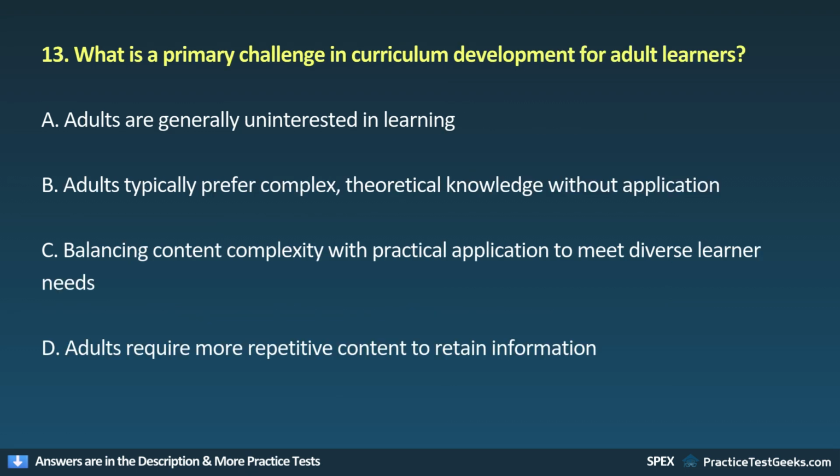13. What is a primary challenge in curriculum development for adult learners? A. Adults are generally uninterested in learning. B. Adults typically prefer complex, theoretical knowledge without application. C. Balancing content complexity with practical application to meet diverse learner needs. D. Adults require more repetitive content to retain information.